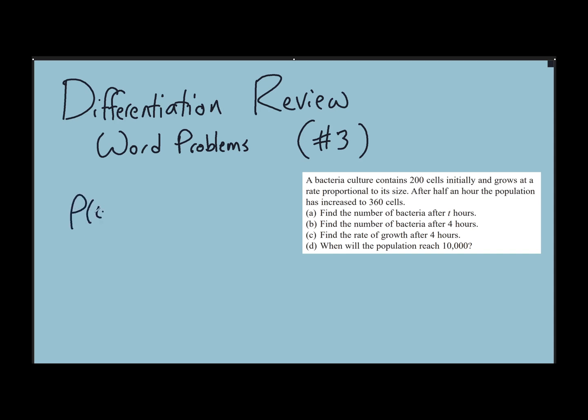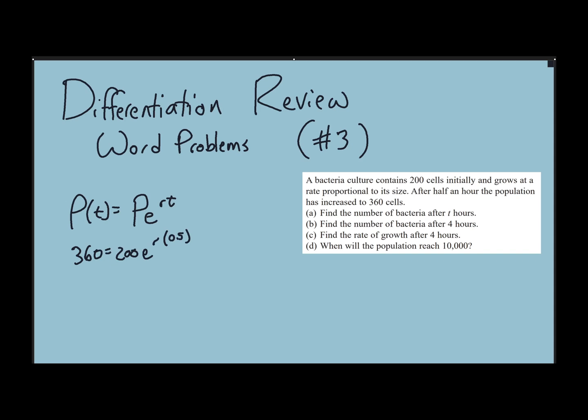P of t is equal to P e to the rt. I call it the PERT function. Imagine why. And they tell us some information. They tell us there's 200 cells and they grow to 360 cells after half an hour. So the way we would write that is 360 equals 200 e to the r times 0.5.